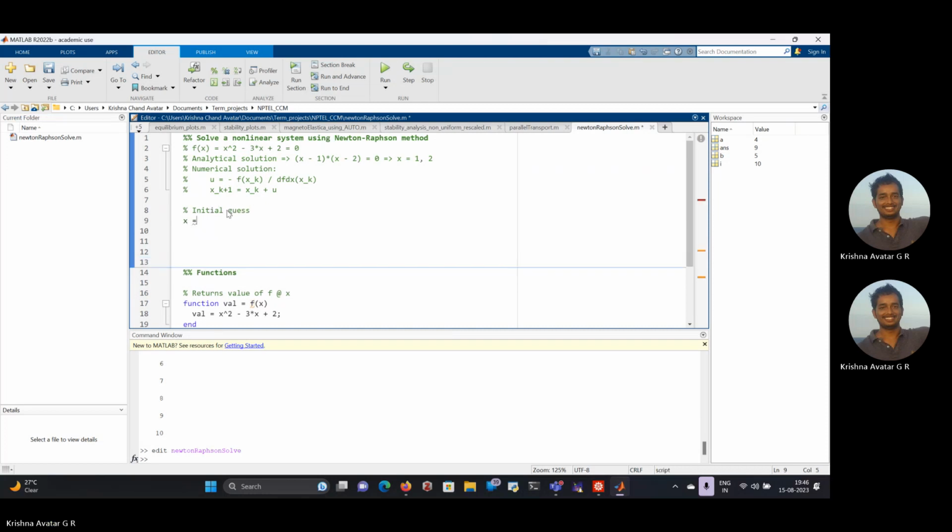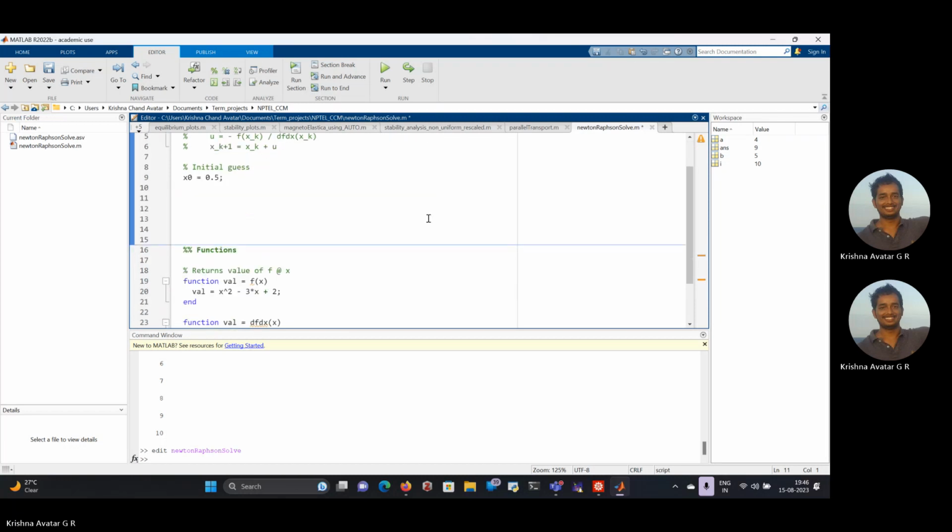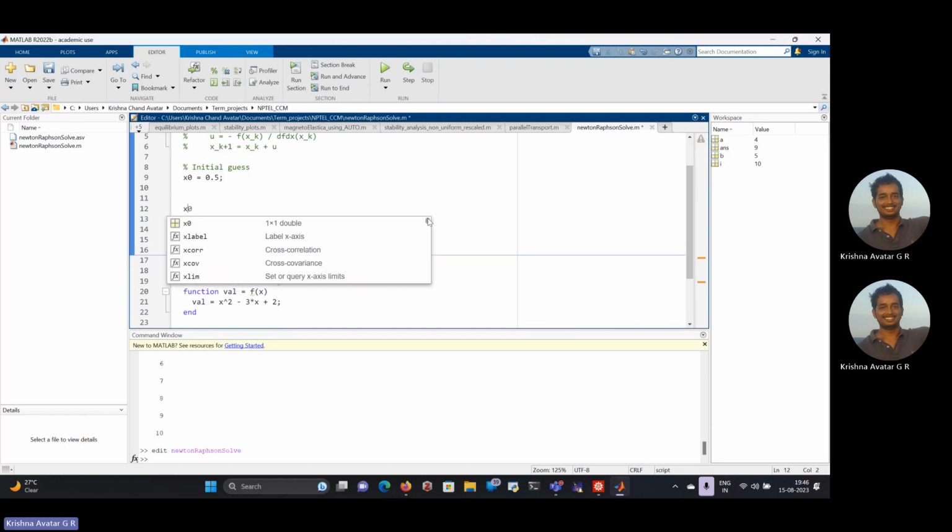Let's give some initial guess. Say x naught is equal to whatever you say. So it's 1 or 2, right? So let's take 0.5. And let's have x is equal to x naught, or rather x_k. So initially we'll start with k, and here the initial guess, I'll just call it k is equal to 0. Fine.